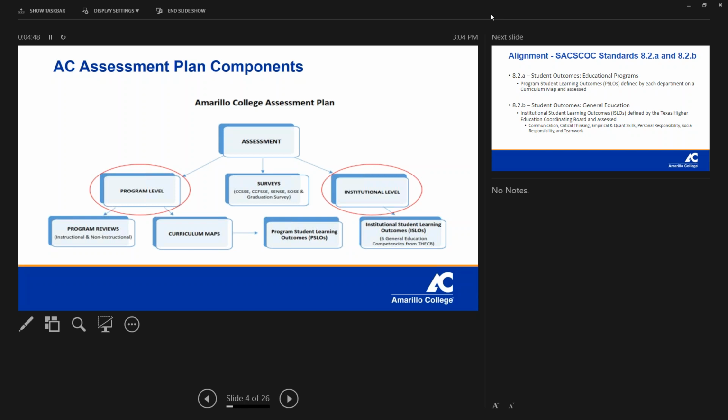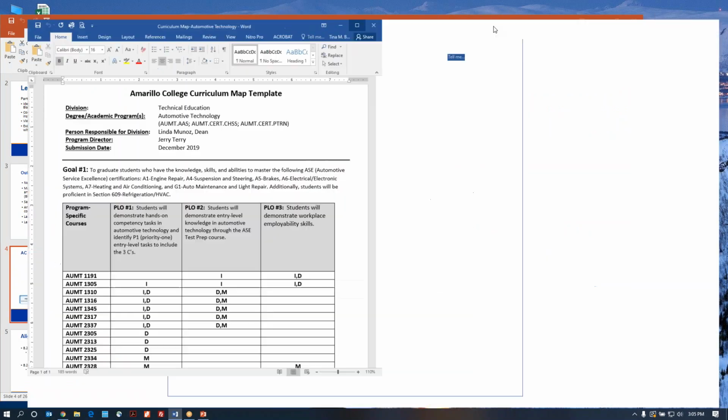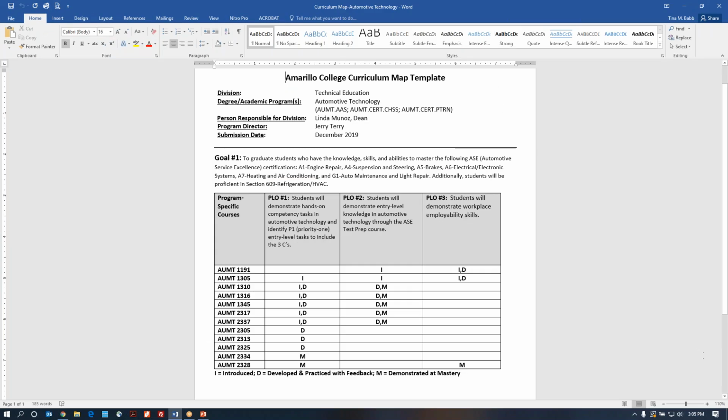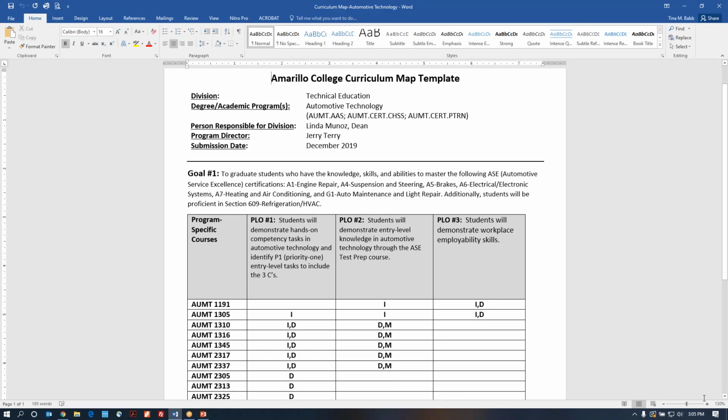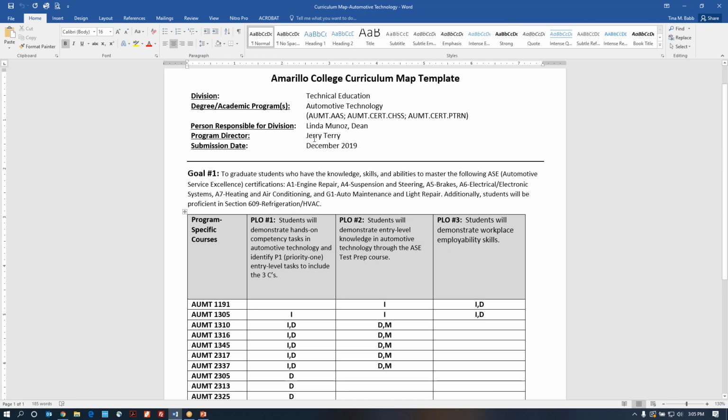For those program student learning outcomes, just to show you an example, this is what we have each department produce. This is a curriculum map. This is for our automotive programs. We assess our automotive program and other programs by having them map out the advanced courses or the major course requirements in our degree plans across the degrees in automotive technology. We've got 2 certificates and an applied associate of science.